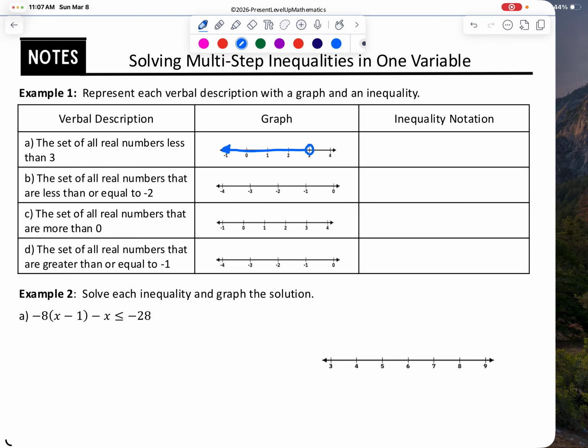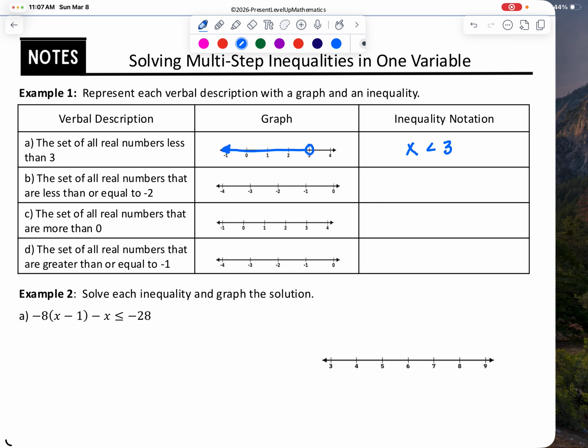So to represent this in inequality notation, you can use the letter, a variable x. You could use the variable n. It doesn't matter. I'll just use the letter x to represent the set of all real numbers. And for less than 3, I will use my less than symbol and then 3.